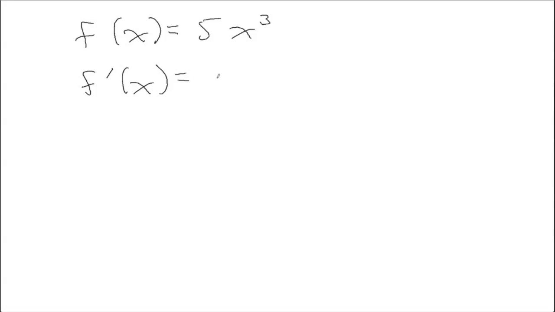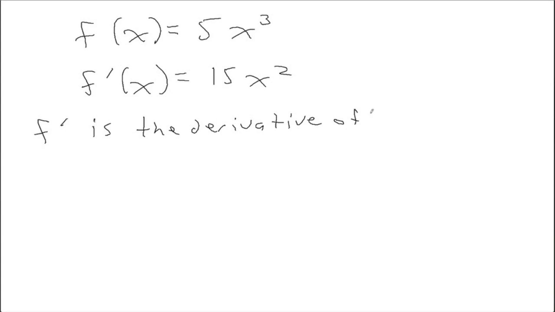What would this be? 15x squared. So what's the relationship between f prime and f? F prime is the derivative of f. Excellent. But what's another way we could express that now? We could say that f of x is the antiderivative of f prime of x.